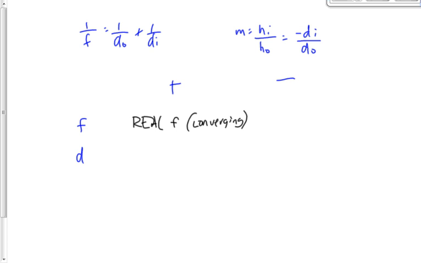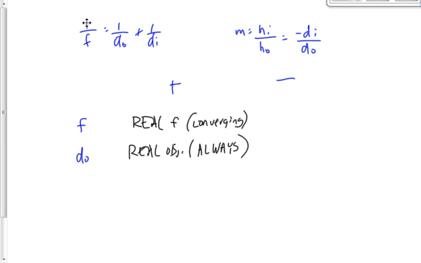DO. Well, DO is positive when you have a... Yeah, go ahead. It's going to be when you have a real object. And of course, for us, in physics 30, we always have a real object. There are situations, if you go on in physics, where you're not going to have a real object. You could have a virtual object. It could be a negative do, but that's not going to happen in physics 30. So for us, we're always just going to make do a positive value.